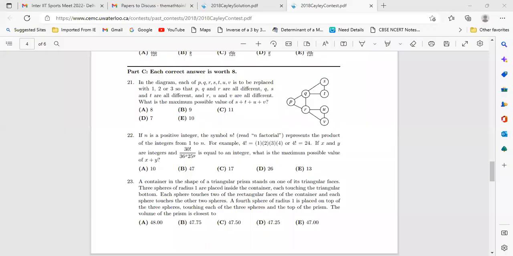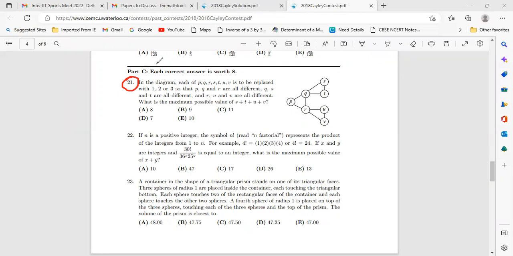You understood question number 21, right? Could you please explain question number 21 then? In the diagram, each of P, Q, R, S, T, U, V is to be replaced with 1, 2, or 3, so that P, Q, and R are all different, Q, S, T are all different, and R, U, V are all different. What is the maximum possible value of S plus T plus U plus V?